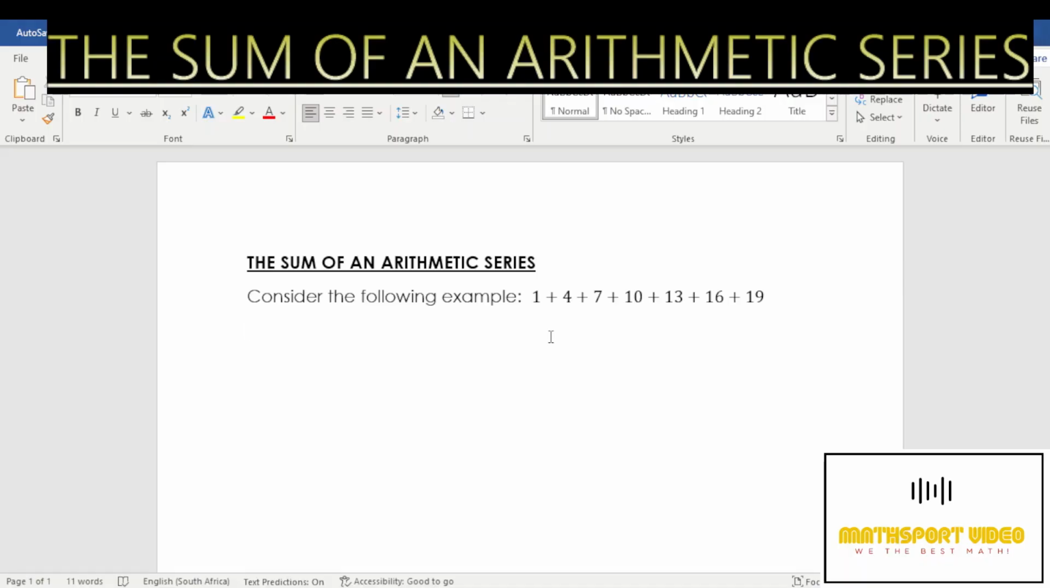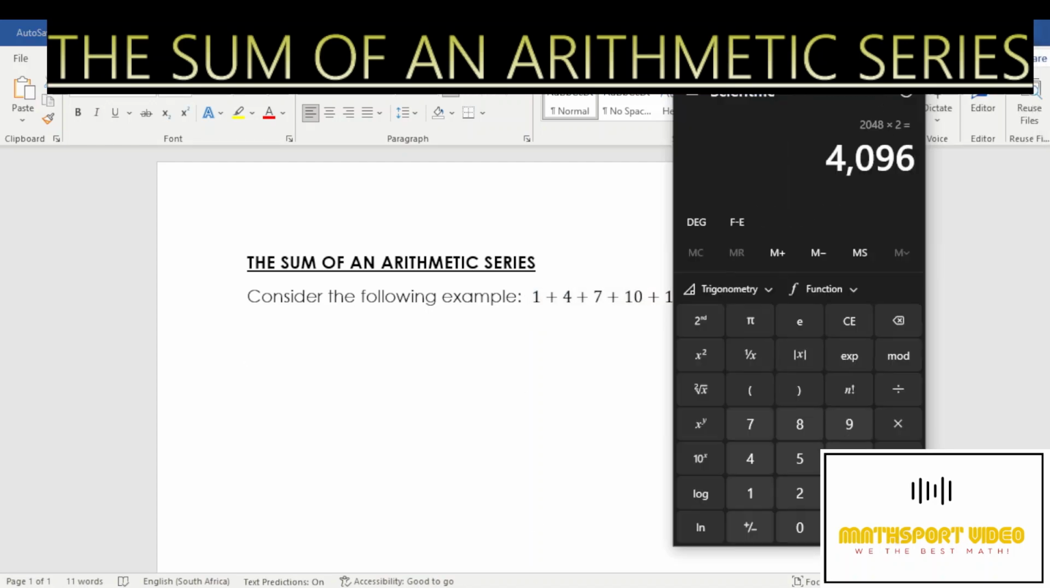Hello everyone. In today's video, I would like to explain to you the concept of summing an arithmetic series. Now, the difference between a series and a sequence is that a series is a sequence in which we are adding the consecutive terms, such as this over here. We've got 1 plus 4 plus 7 plus 10 plus 13 plus 16 plus 19.